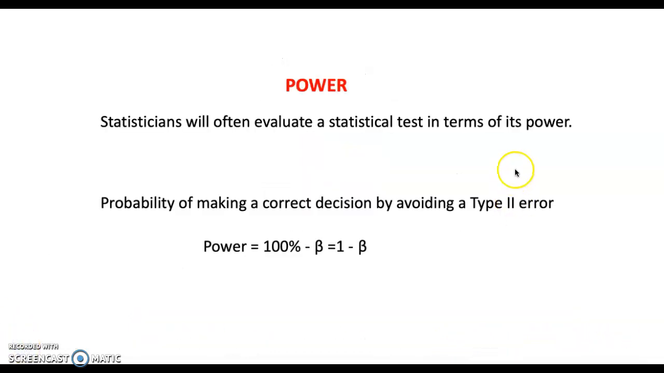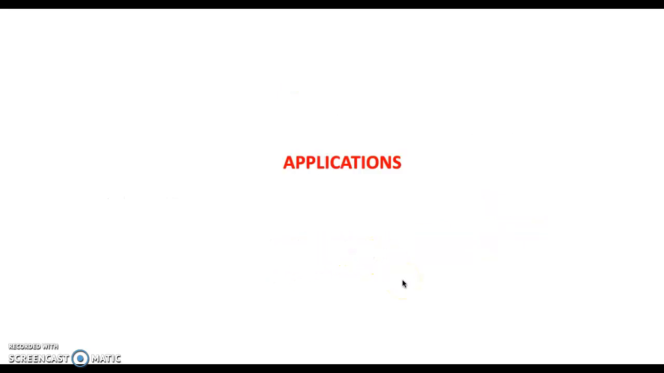Power is also another term. Statisticians will often evaluate a statistical test in terms of its power. The probability of making a correct decision by avoiding a type 2 error is called power, and it is calculated as 1 minus beta. Let's look at some applications, a couple of examples.